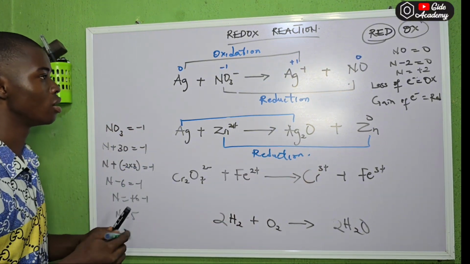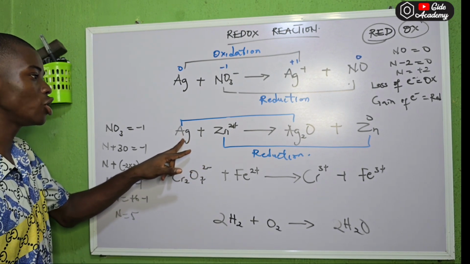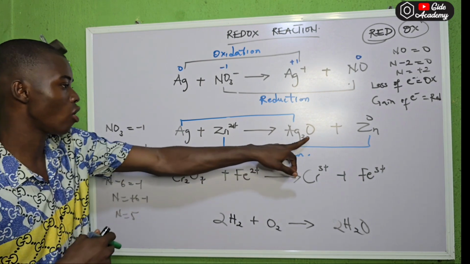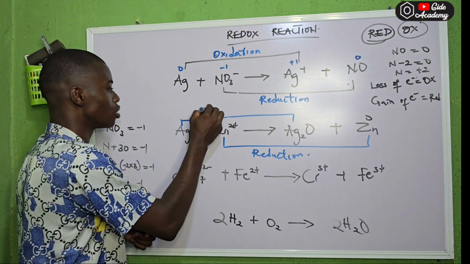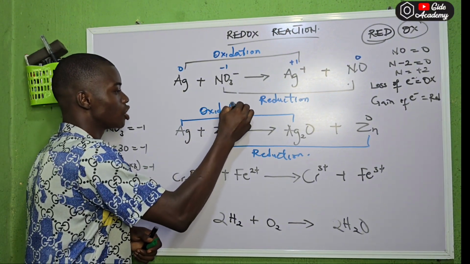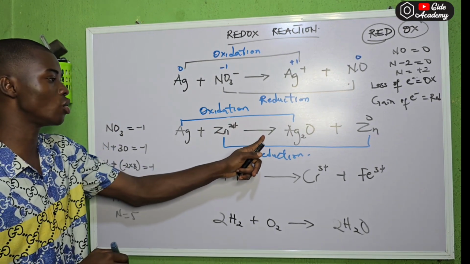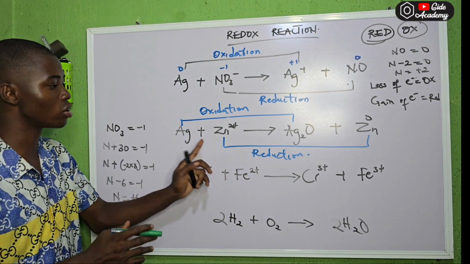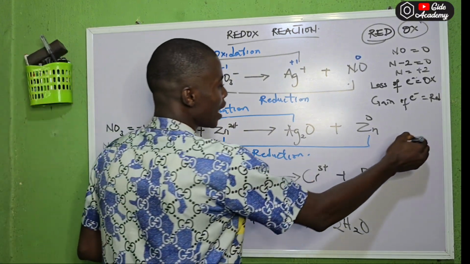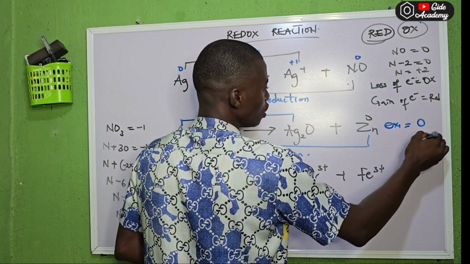Reduction is taking place here. But if you look at this very one here, from silver, oxygen is added to it. So addition of oxygen is called oxidation, while removal of oxygen is called reduction. Then addition of hydrogen is reduction, while removal of hydrogen is called what? Oxidation. So when oxygen is added, it is oxidation.